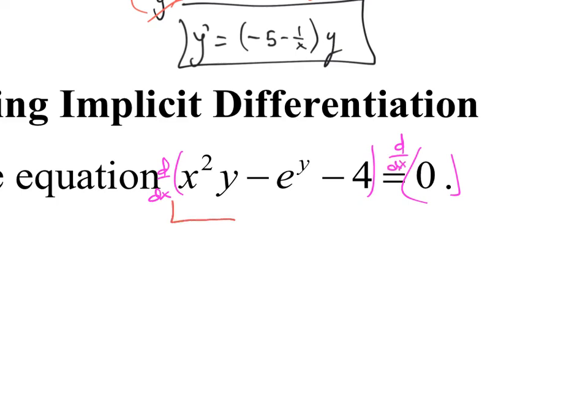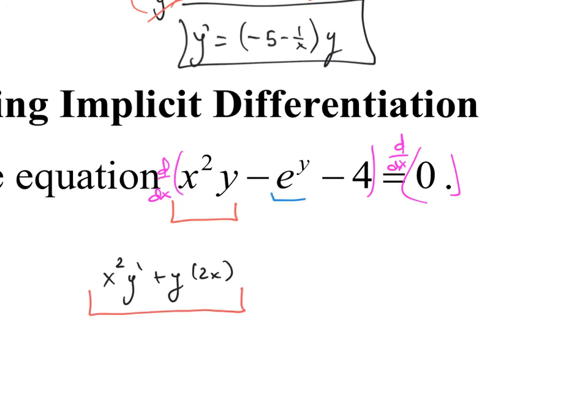Let's look at our first piece. What's the derivative of x squared y? Hopefully you're getting used to this by now. We've done the product rule on virtually every problem. So this would be the first, x squared, times the derivative of the second, which would be y prime, plus the second, which would be y, times the derivative of the first, which would be 2x. That is just the red part.